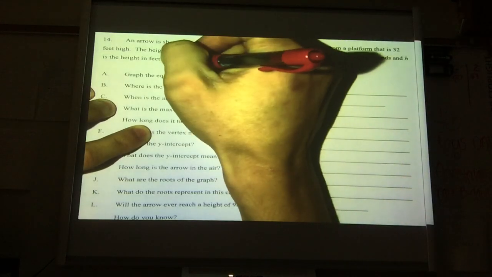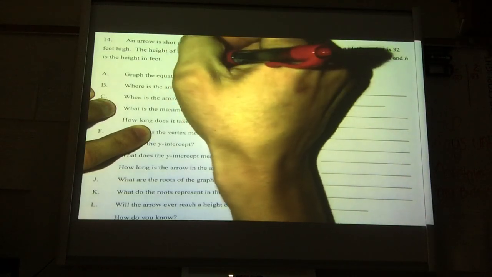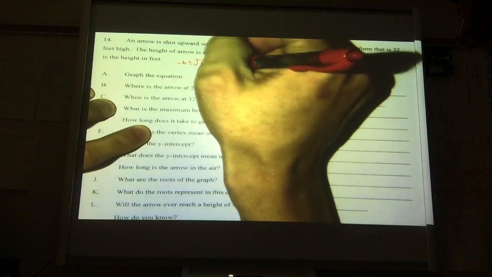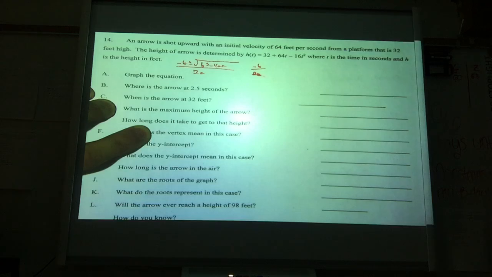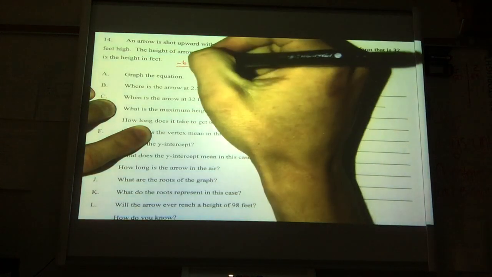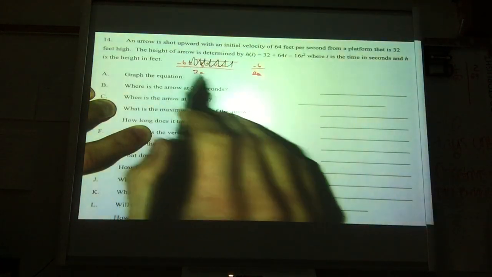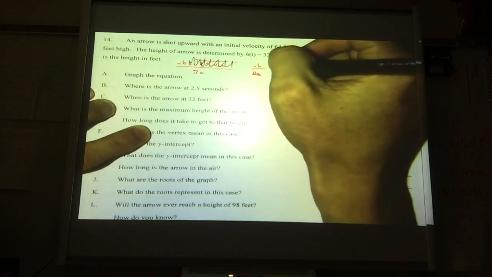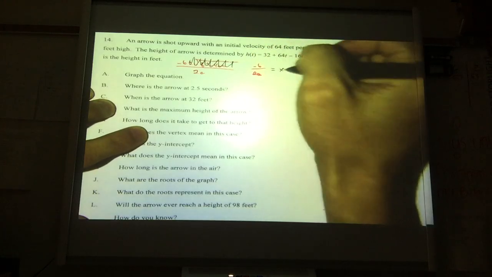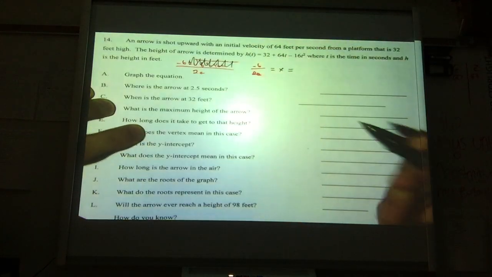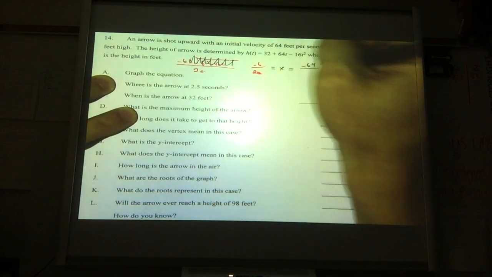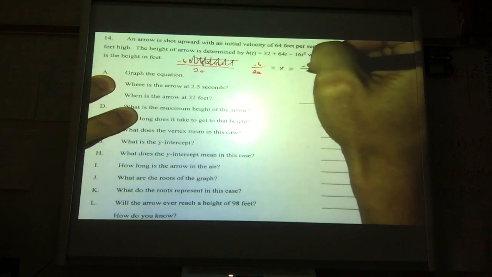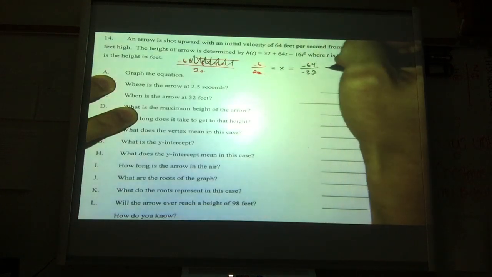And remember, that comes from the quadratic formula. Negative b plus or minus the square root of b squared minus 4ac all over 2a. And if you rid yourself of this discriminant portion right here, you're left with negative b over 2a. And that is going to be the x value of your vertex. Okay? So negative b over 2a, negative 64 over 2 times a, which is negative 16, so 2 times negative 16 is negative 32. So the x value of the vertex is 2.